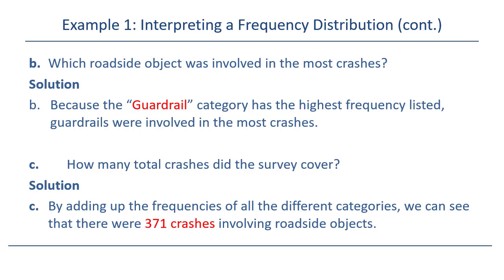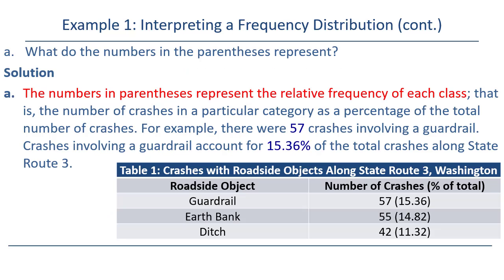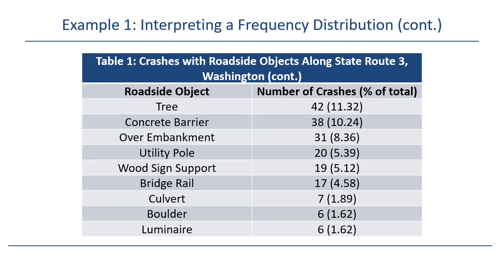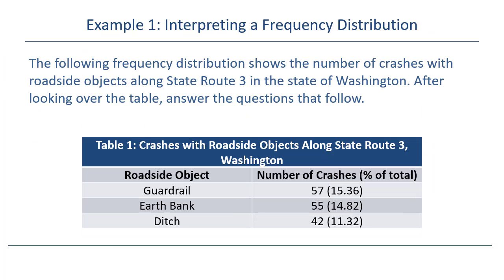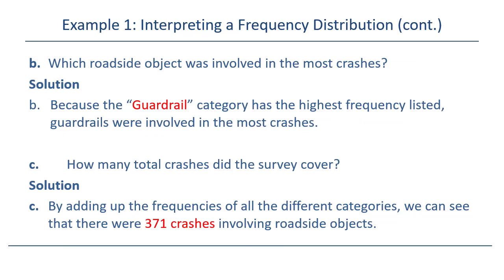Which roadside object was involved in the most crashes? Well, the guardrail category has the highest frequency listed, and if you didn't pay attention to all of them as we were going through them, which I'm sure was easy to miss, there's 15% and 57, and you can see that there are no numbers higher than 57, right? So that's the worst.